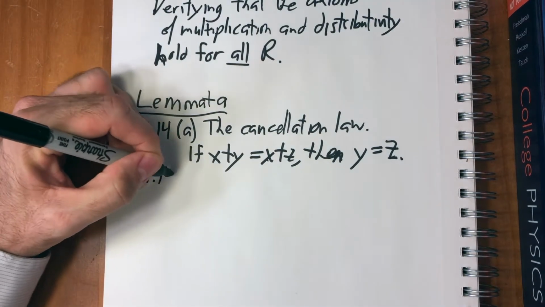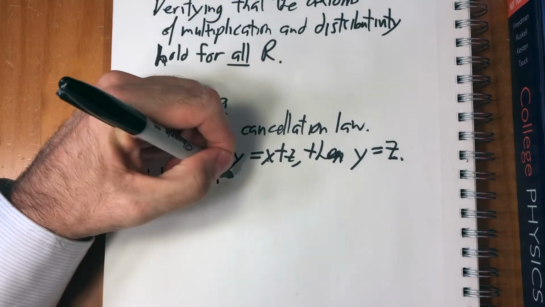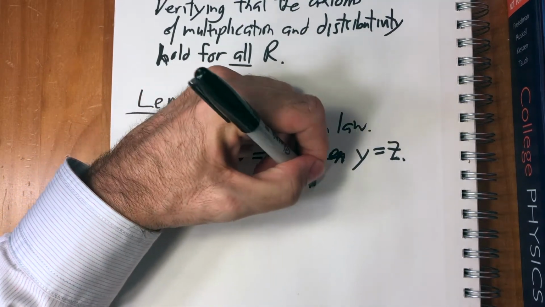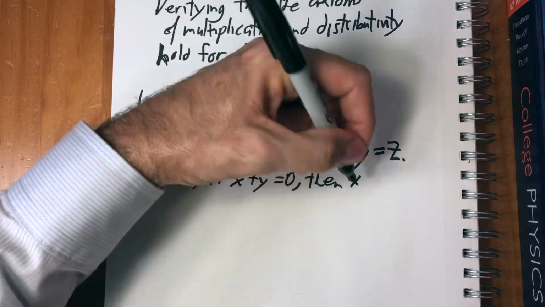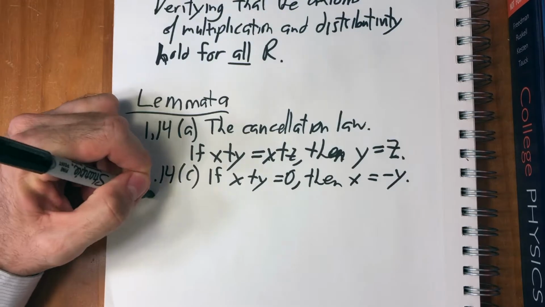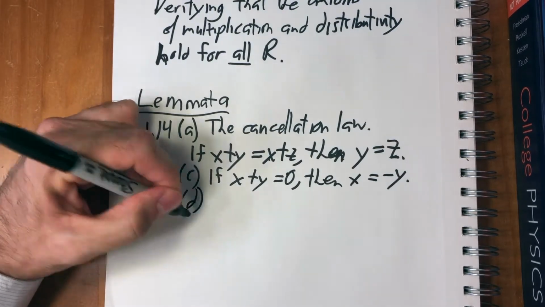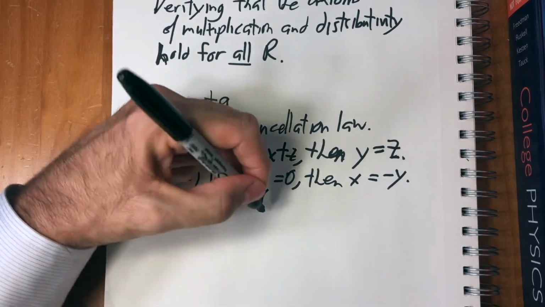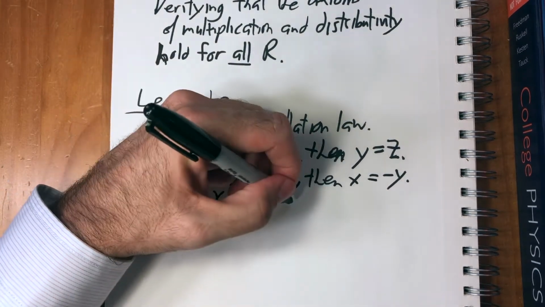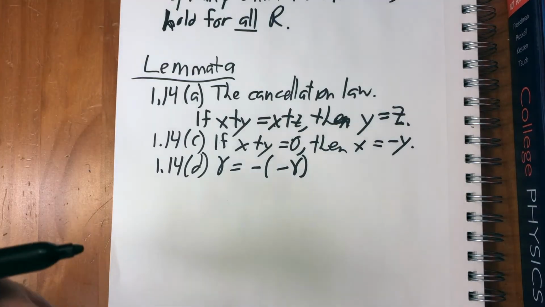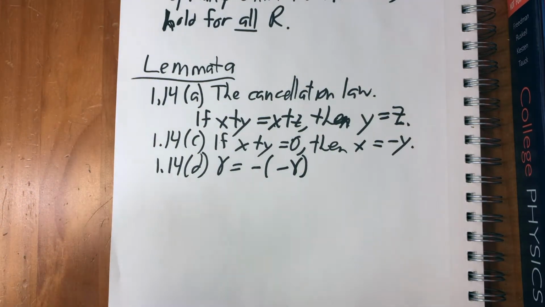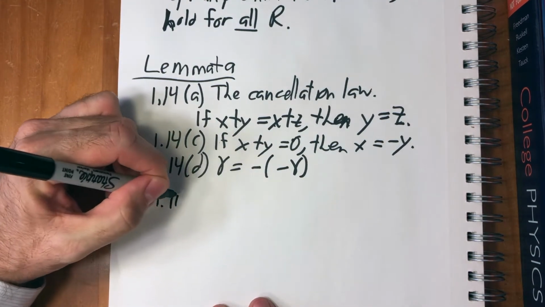So 1.14c is that if x plus y equals 0, then x equals minus y. And then finally, the one that we're really using is d, which says that minus (minus x) equals x. Then we also need, I finally figured out why Rudin put part of the ordering before the multiplication, because we're going to need the first part of the ordering.